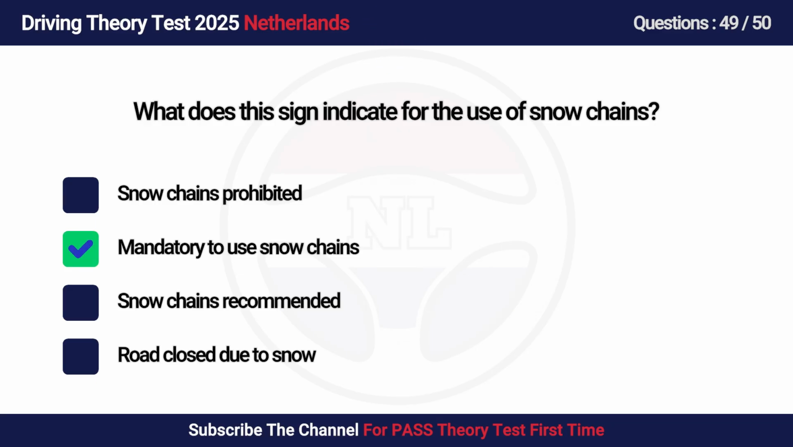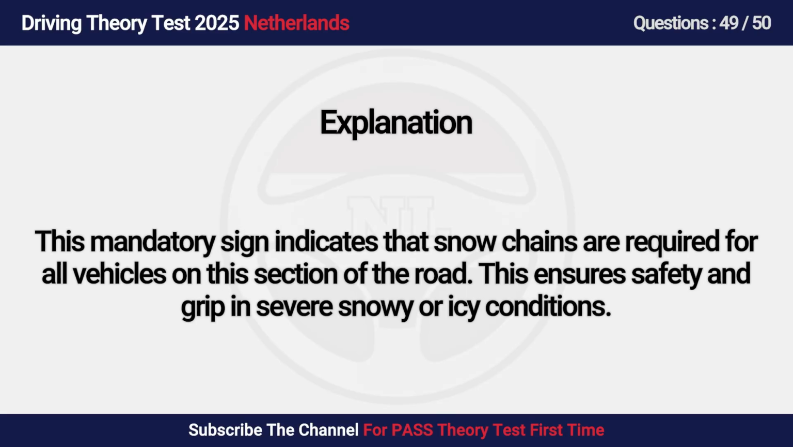Answer is B. Mandatory to use snow chains. This mandatory sign indicates that snow chains are required for all vehicles on this section of the road. This ensures safety and grip in severe snowy or icy conditions.